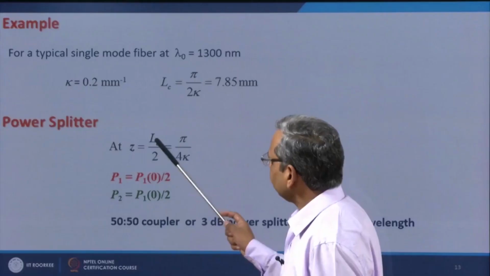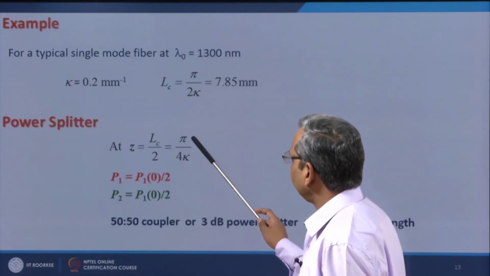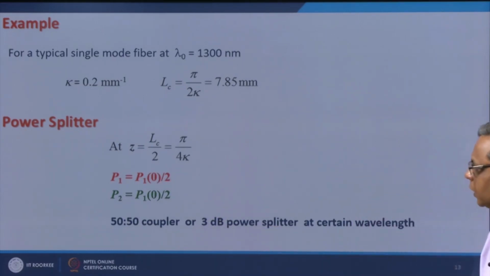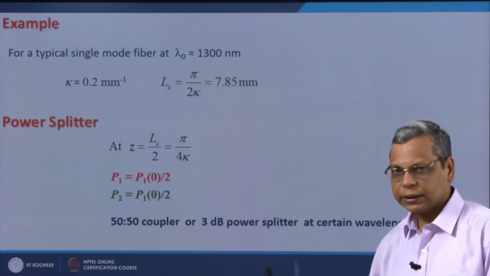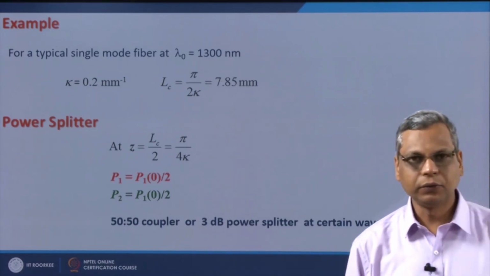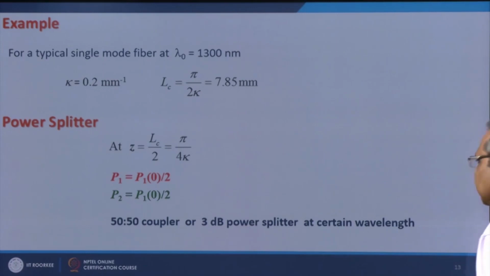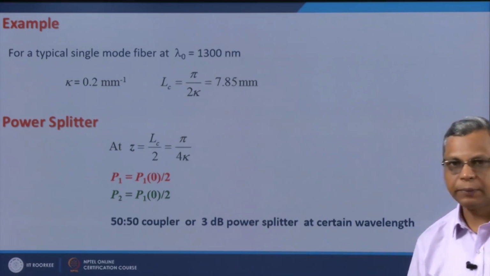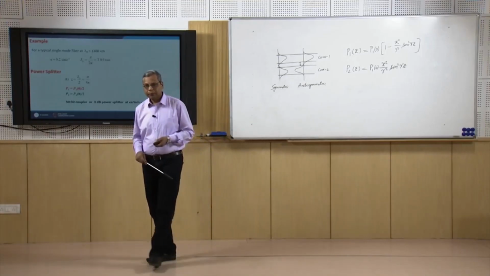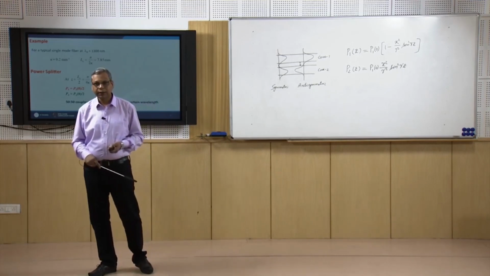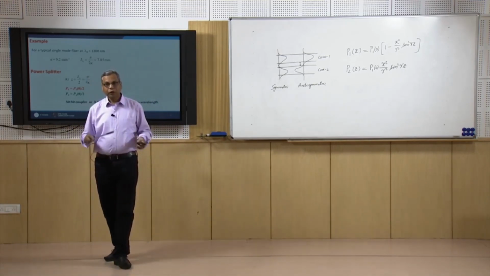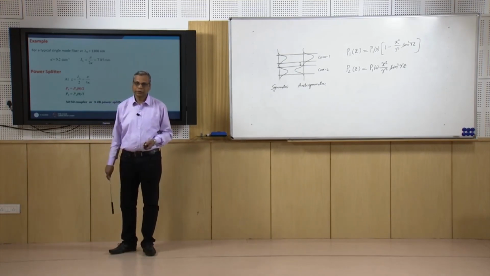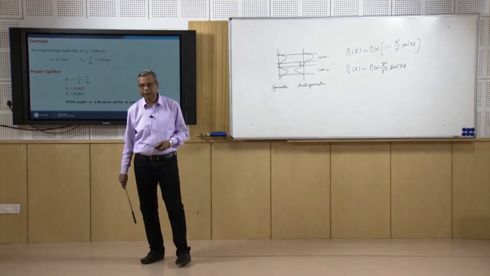So, when z is equal to LC by 2, or equal to pi over 4 kappa, I see P1 is equal to P10 by 2 and P2 is equal to P10 by 2. Then there is an equal splitting of power between the two cores, and it is known as a 50-50 coupler or 3 dB power splitter. This will happen at a certain wavelength because kappa is wavelength dependent. So, if it is a 50-50 power splitter at lambda naught equal to 1300 nanometer, then if I operate the same coupler at 1550 nanometer, the ratio of splitting would of course be different because kappa is different.